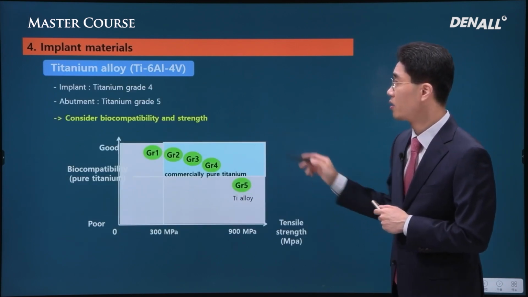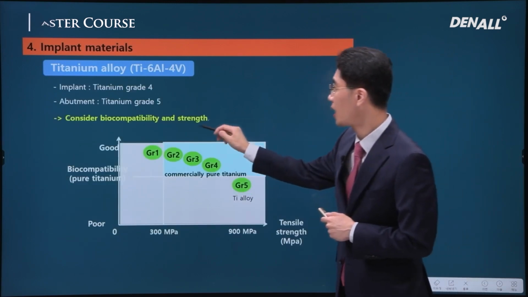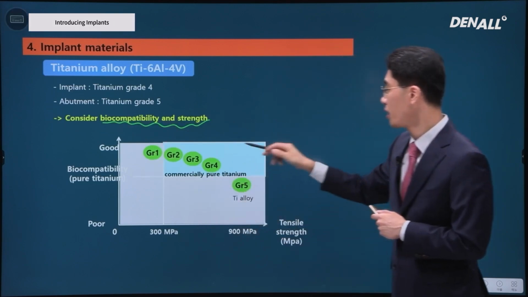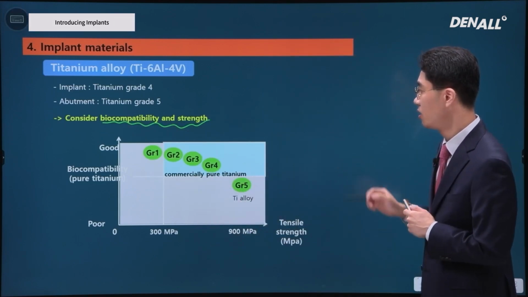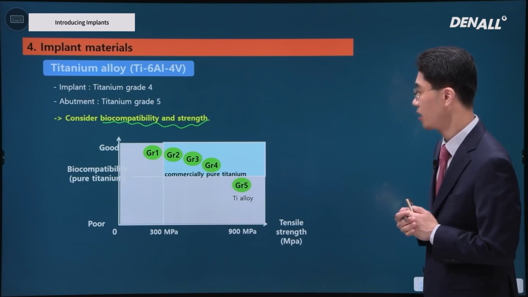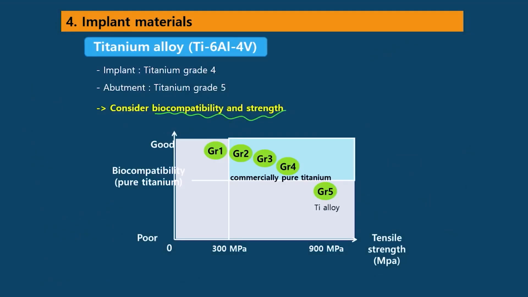Therefore, we need to consider biocompatibility and strength to determine amongst grade 1, 2, 3, 4, and 5, and the manufacturers actually make that choice. Most of the implants range between grade 3 and 4. Some options are made of grade 5 titanium.